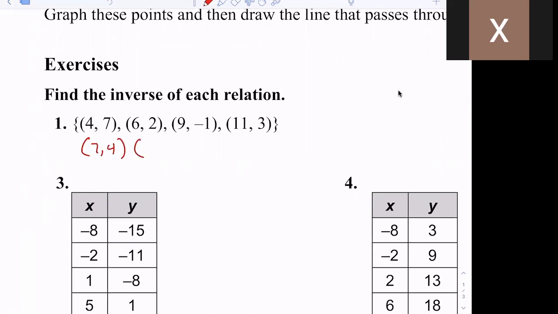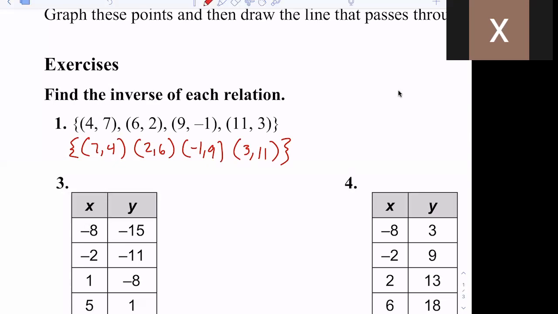This would be what? 2, 6. This would be -1, 9. This would be 11, 3, so 3, 11. That is the inverse. Literally, all we're doing is switching the x and the y.